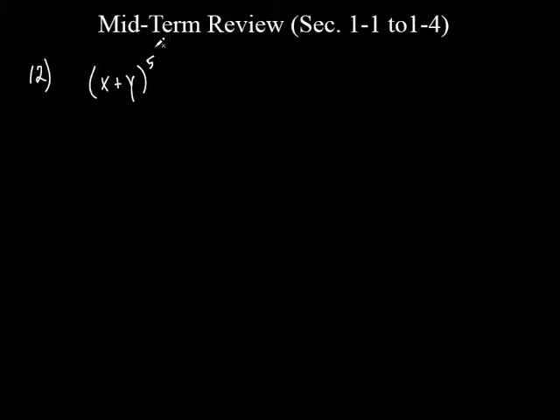I could have made it a little more complicated. I could have said like 2x squared plus 3y cubed or something like that to the fifth, and that would have been a little bit more complicated. This is just straightforward, just to see if you really know how to do this. Remember to do that Pascal's triangle? Remember that thing? So let's do that.